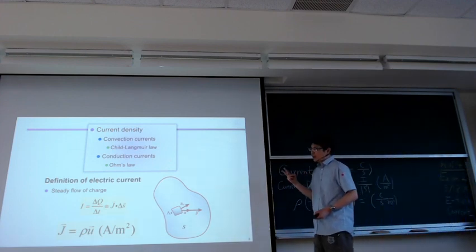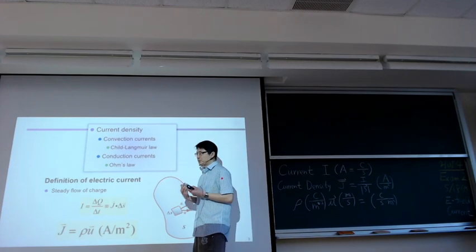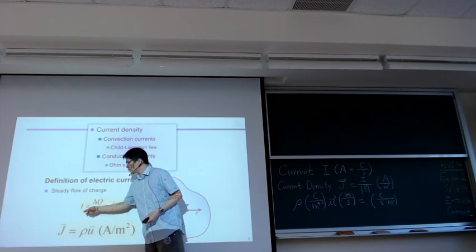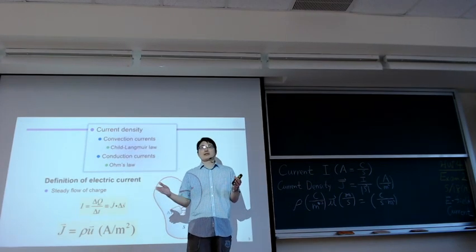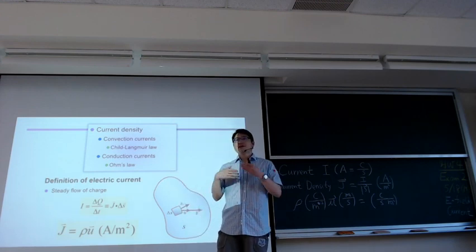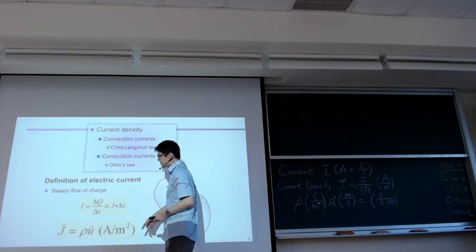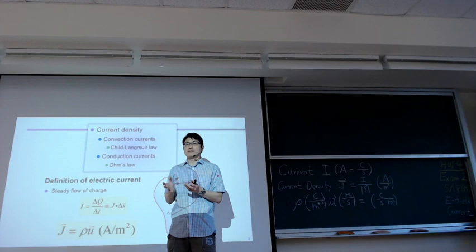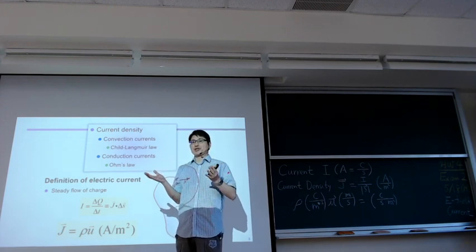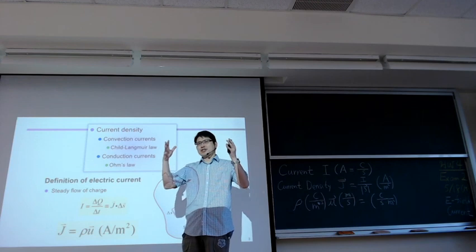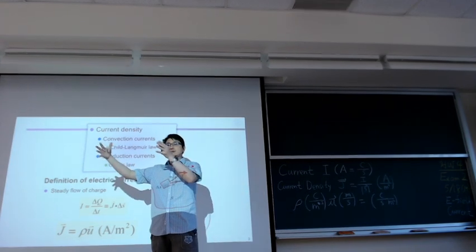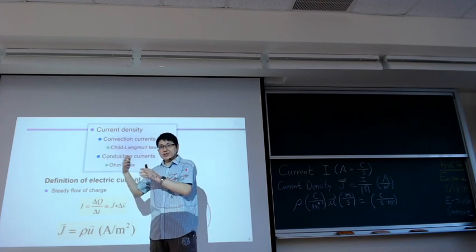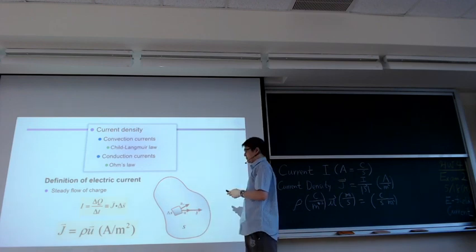So there are two ways to understand and appreciate current density. One is straightforward, the amount of current divided by your surface area. Another view to understand current density is you have a huge chunk of charges, and therefore you have charge densities, and these charges are moving at certain velocity, thus giving rise to current density. Okay?